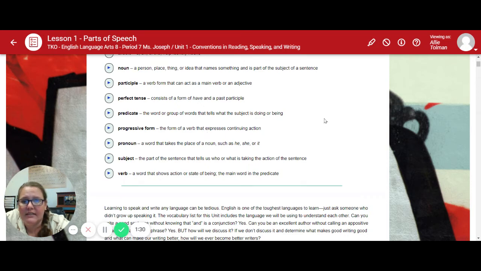Perfect tense consists of a form of have and a past participle. Predicate is a word or group of words that tells what the subject is doing or being. A progressive form is the form of a verb that expresses continuing action. A pronoun is a word that takes the place of a noun, such as he, she, or it. A subject is the part of the sentence that tells us who or what is taking the action in the sentence. A verb is a word that shows action or state of being, the main word in the predicate.